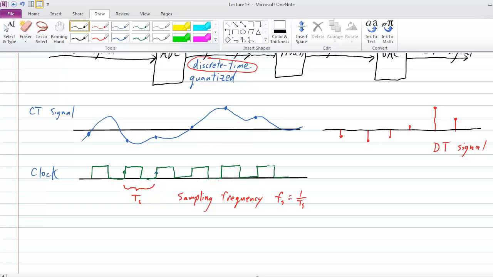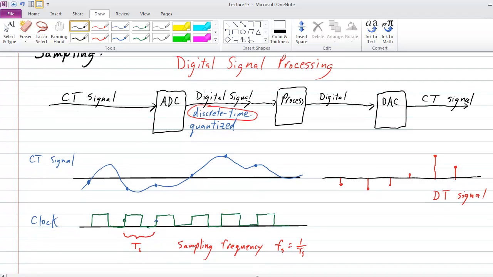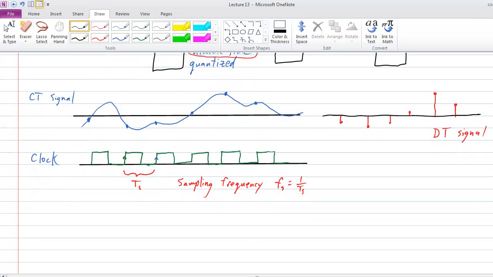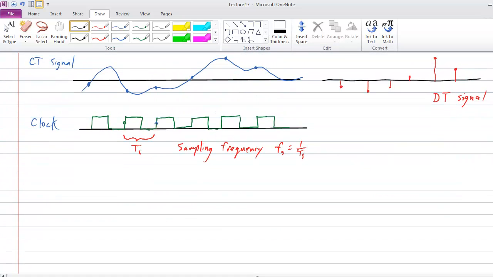Okay, so the question is, now that we have the digital signal, forget about processing for now. Let's just assume that this isn't here and see, can we even get back the continuous time signal? So you can think about several ways of trying to do that.